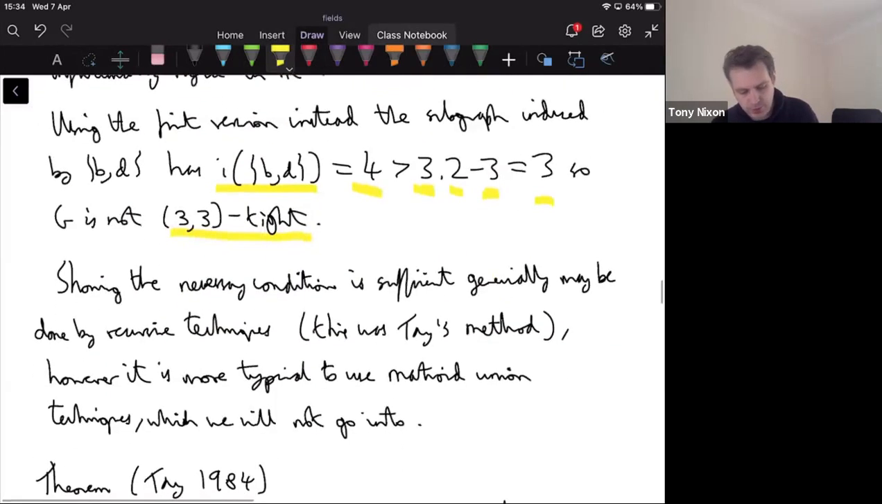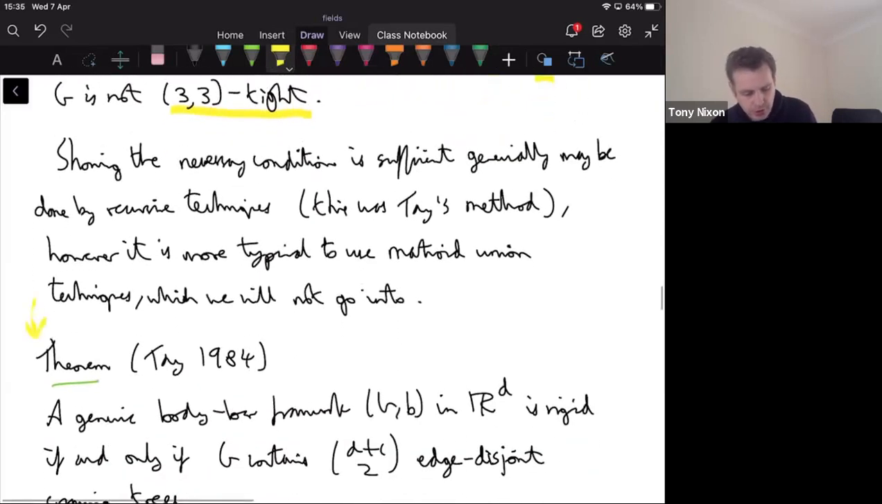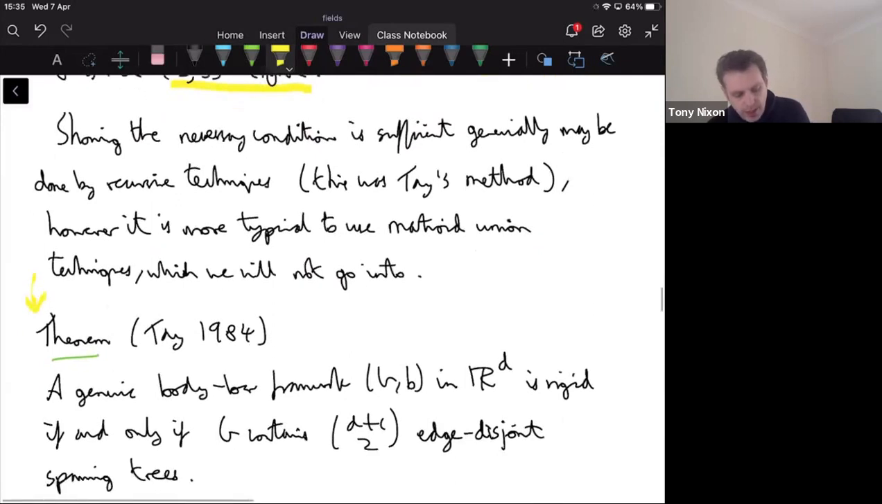Okay, so these necessary conditions are also sufficient. So I'll jump straight to the theorem. Tay proved it first, and there's a nice paper by Whiteley on body-bar frameworks as well, and a number of other authors have thought about these structures too. But I think the first one was Tay, who showed that a generic body-bar framework in R^D, for any D, is rigid if and only if G contains (D+1 choose 2) edge-disjoint spanning trees.